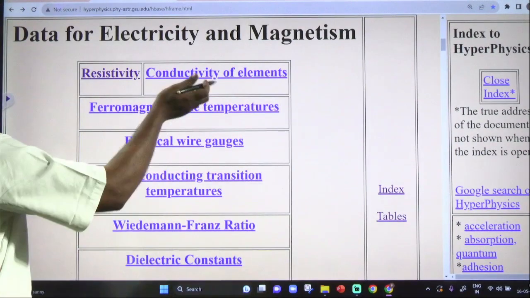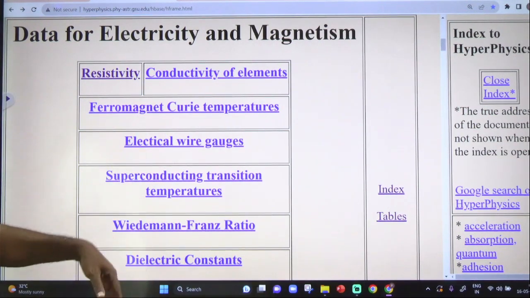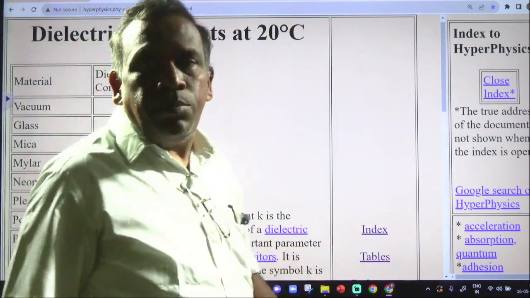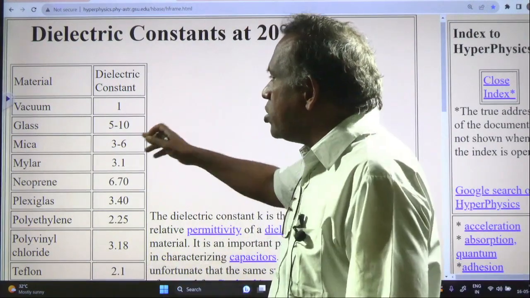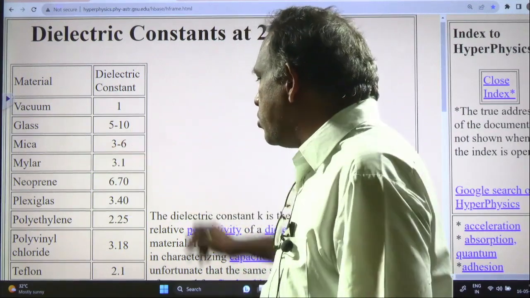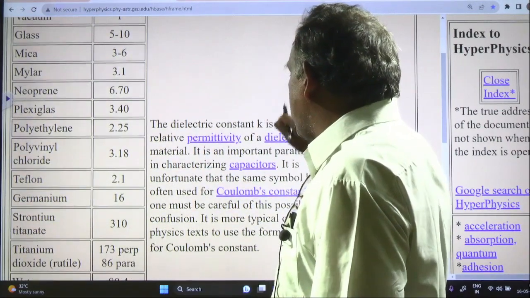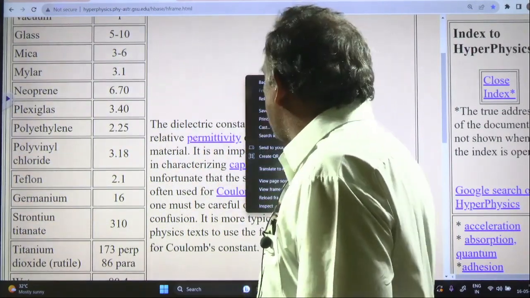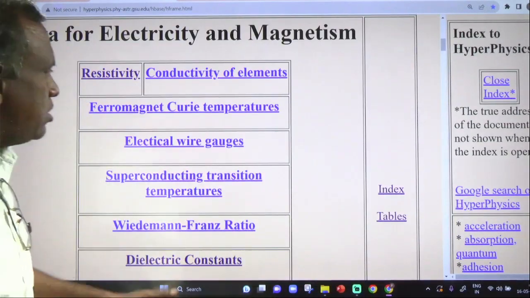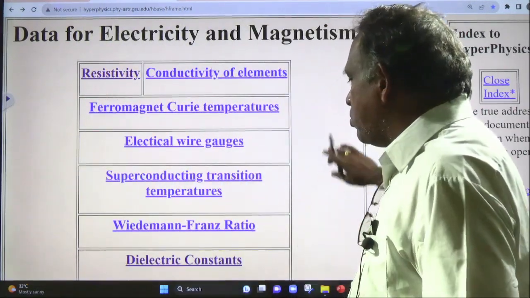Similarly, conductivity of elements, ferromagnetic Curie temperatures, superconducting transition temperatures, dielectric constants. The dielectric constant is an important constant in physics. Dielectric constant of vacuum is 1. Mica is 3 to 6. Teflon is 2.1. Like that, all are different constants. These constants are also very, very important. Since we are talking about measurements, we should have an idea of these constants. That is very, very important.